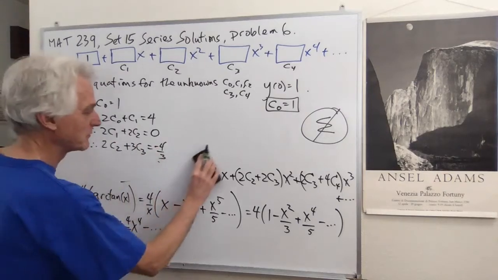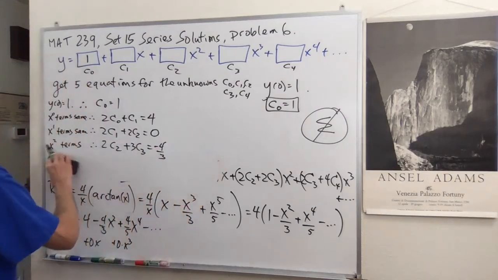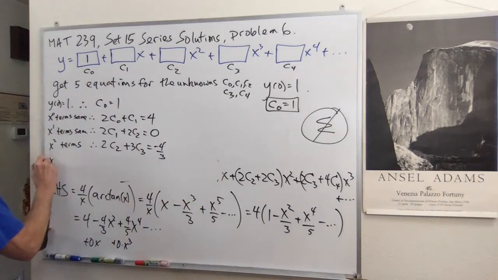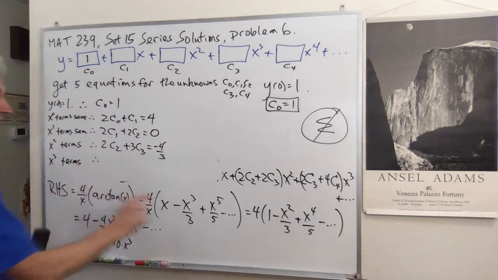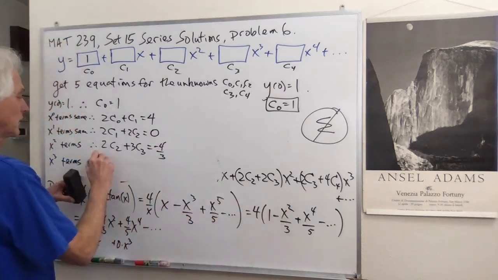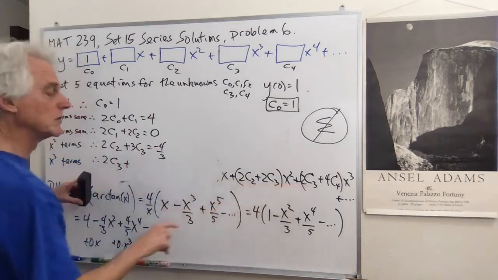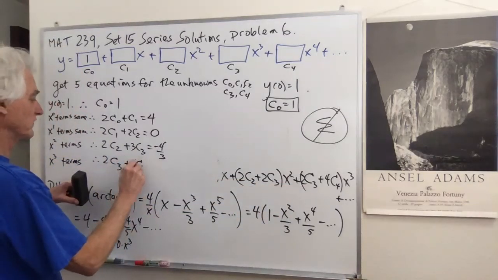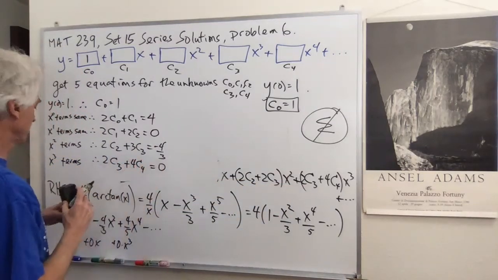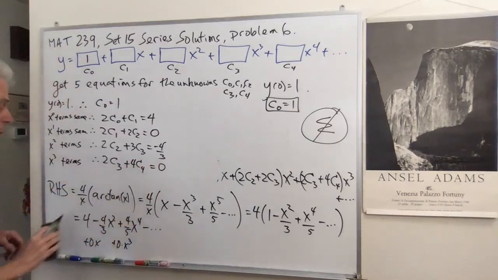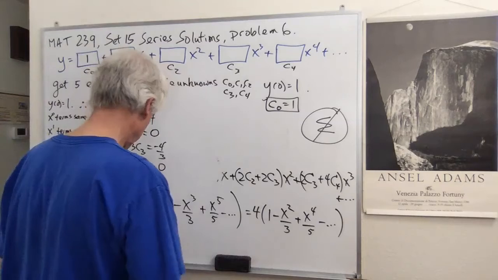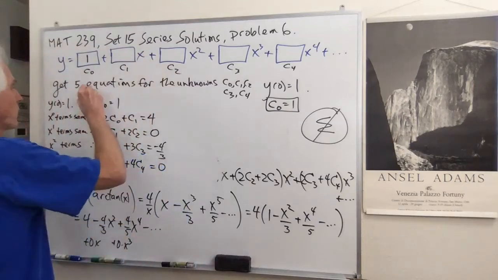Make myself a little bit more room. The x cubed terms have got to be equal on the left and the right. So I need that 2C3 plus 4C4, that's got to be 0. Okay, so I'm going to actually box these equations. They're nice.